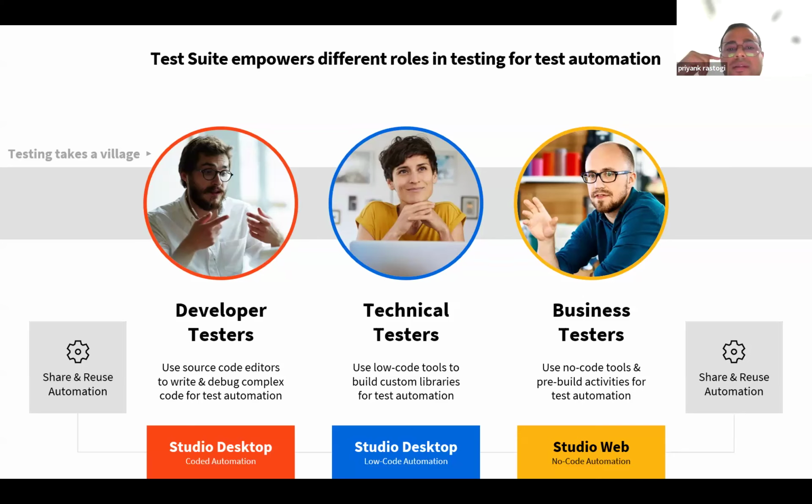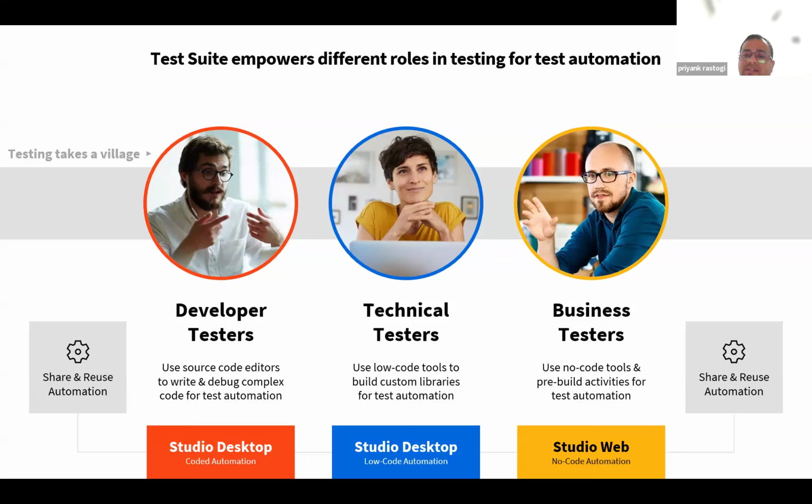That's one. The second role in a testing project is technical testers. Those who know everything about the infrastructure of technicalities being used, but they do not know coding. So these people develop the test automations, which are simpler and medium complexity. They use the low code platform, Studio, and over there, they create the libraries or the reusable components and also the test cases. All these things are done by technical testers.